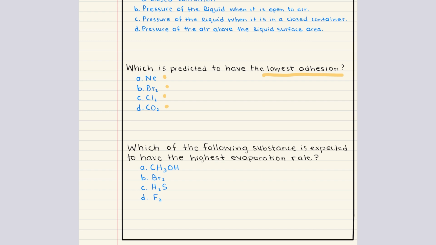Then it becomes a matter of figuring out which of these answers have the weakest London dispersion forces. This is directly related to molecular weight. The smaller the molecule, the weaker the London dispersion forces. The bigger the molecule, the stronger the London dispersion forces. Out of these options, neon is going to be the smallest, so it's going to experience the weakest London dispersion forces, meaning it has the lowest adhesion. The correct answer is A.